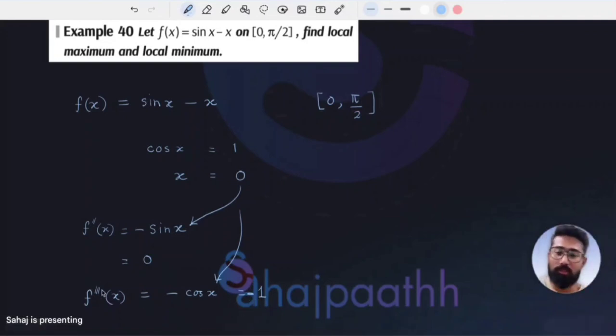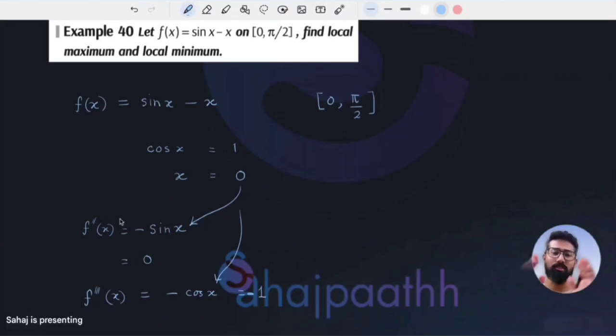But see, this 3 here, is it odd or even? Odd. If it is odd, it would not matter whether it is positive or negative. It is not a minima or maxima value, it's an inflection point.